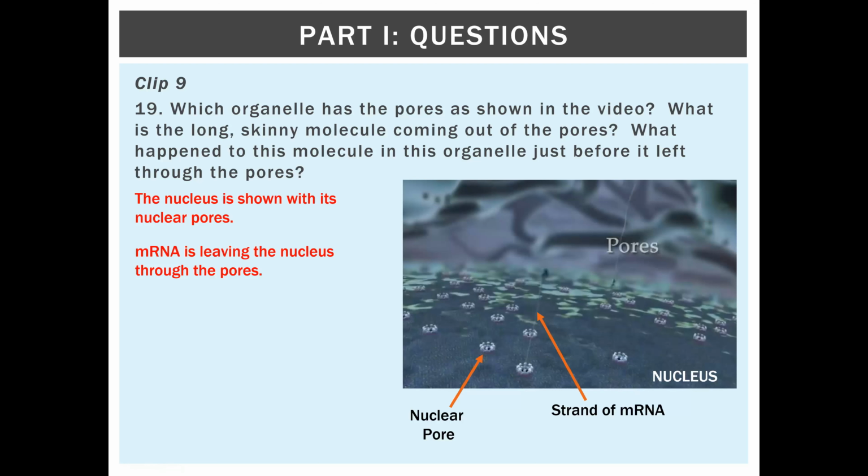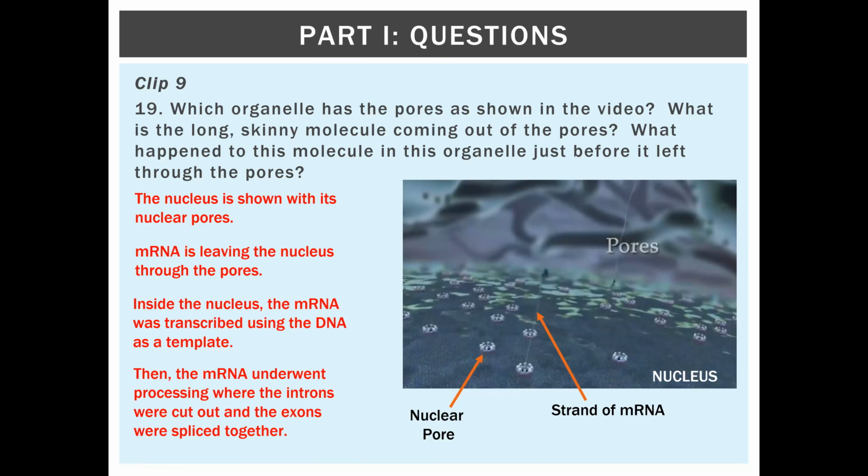So remember, inside the nucleus, the mRNA was transcribed using DNA as a template. So remember, transcription is when we're going from this one language to the same language. In this case, we're going from nucleic acid language to nucleic acid language. Then, before the mRNA could leave the nucleus, it underwent some processing where, for example, the introns were cut out and the exons were spliced together.